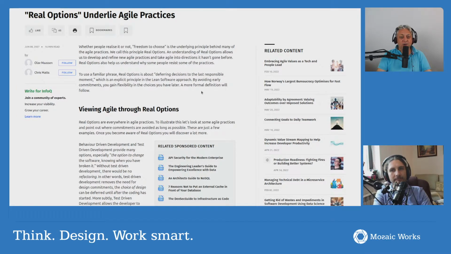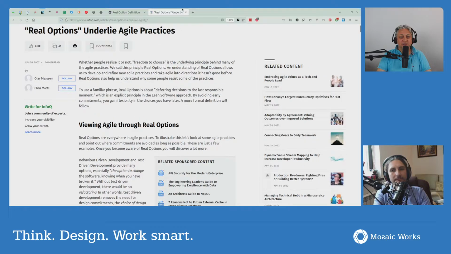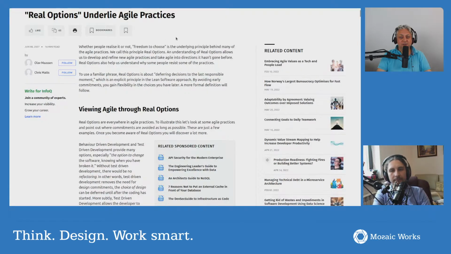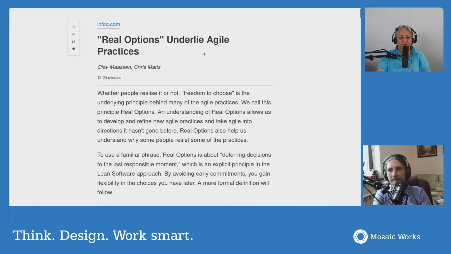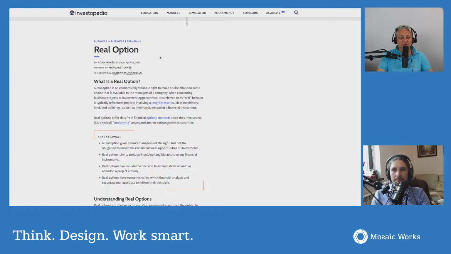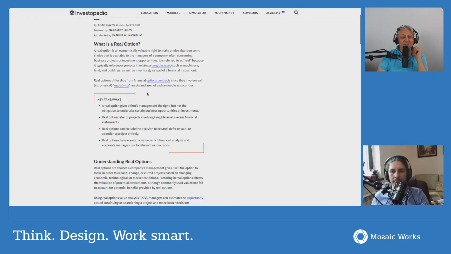Yeah. But now let's go back to real options. And first of all, let me just switch to a reader view. First of all, it's important to acknowledge that real options is a term from finance. And I have here a definition from Investopedia, which might sound a bit technical, but we'll go into more details with the article.